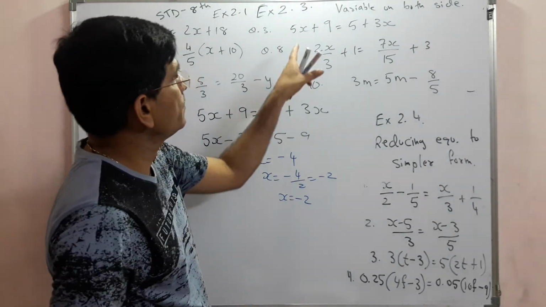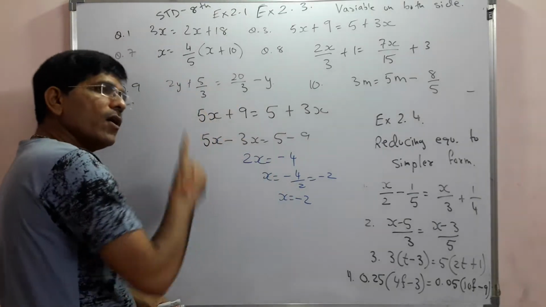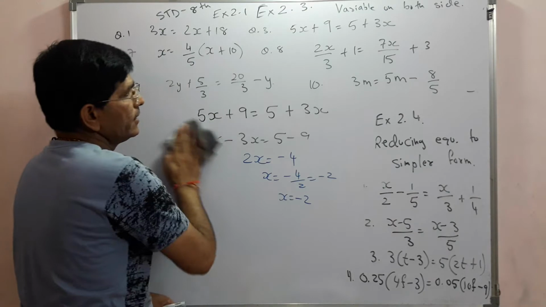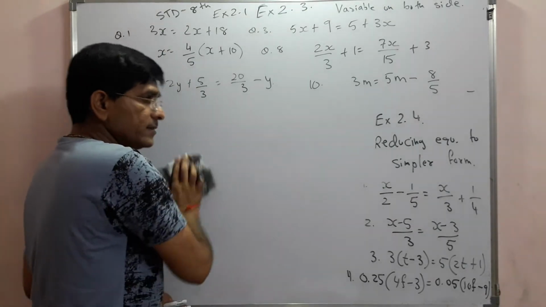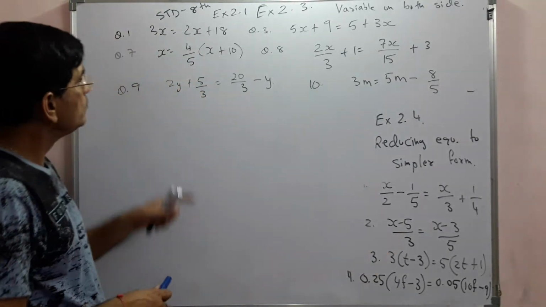Again, what is the concept? Variable on both sides. We have to convert the variable to the left hand side only and the constant to the right hand side. So these are easy sums. When you are watching this video, you have to write these sums or try to solve them yourself.